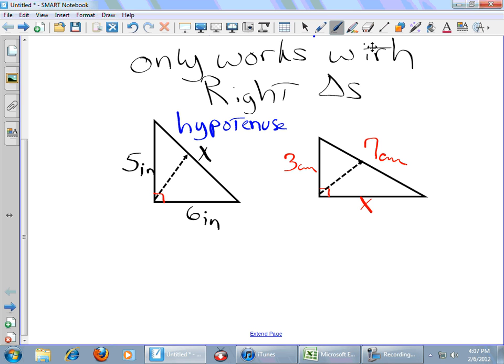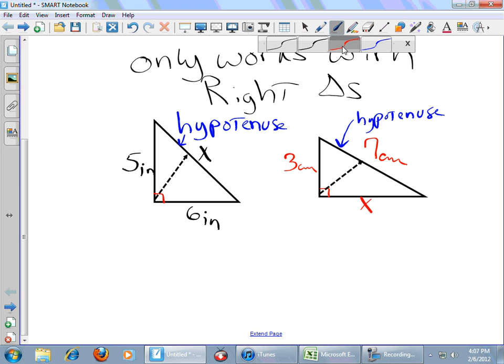Not the hippopotamus, not the thing you see in the zoo. This is the hypotenuse. All right, and this one here is also the hypotenuse. When you go to use the Pythagorean theorem, it is very important to know which side the hypotenuse is. How do you find it? You draw a line from the right angle to the side opposite. Notice I did that. All right, the hypotenuse.